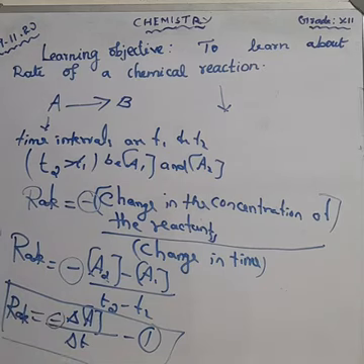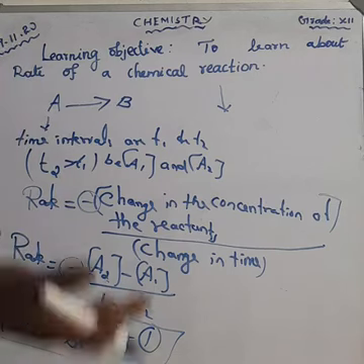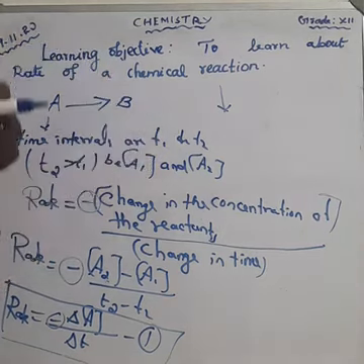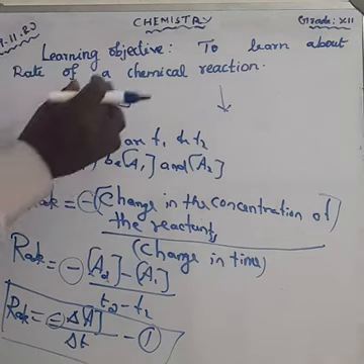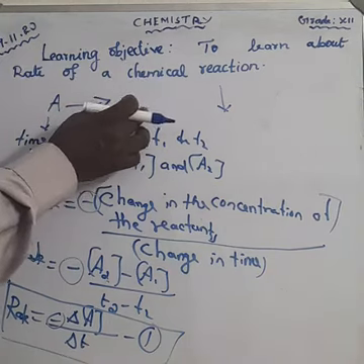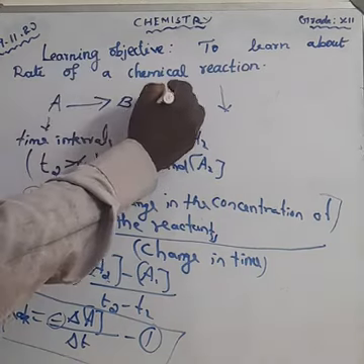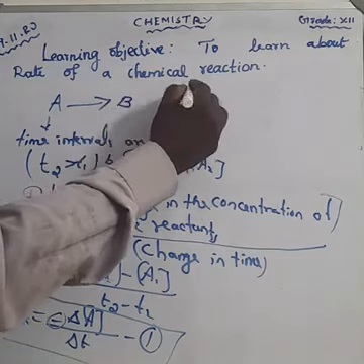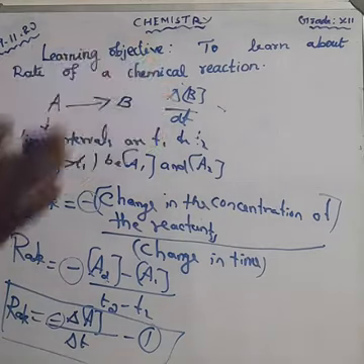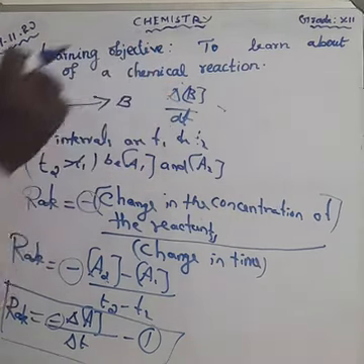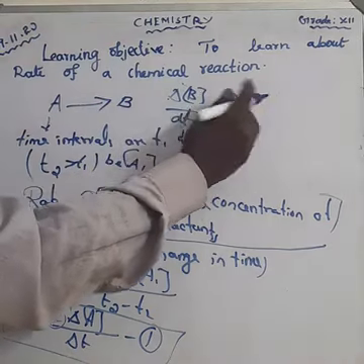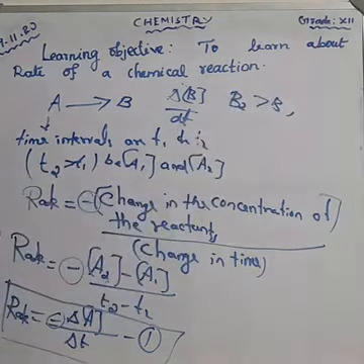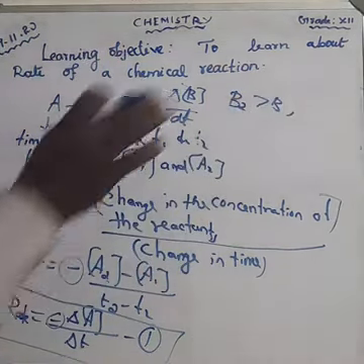One more point: if the reaction is followed by measuring the product concentration, the rate is given by delta B divided by dt, where B2 is greater than B1. So here no minus sign is required.